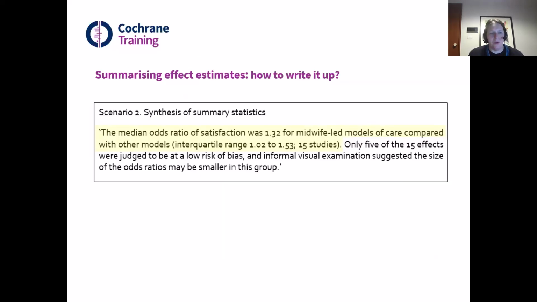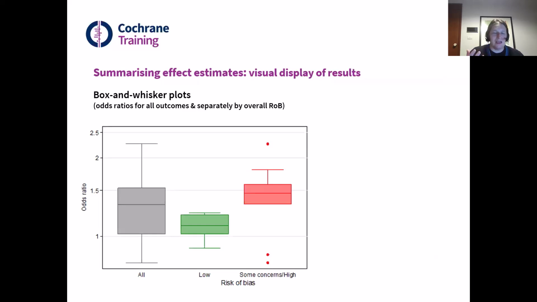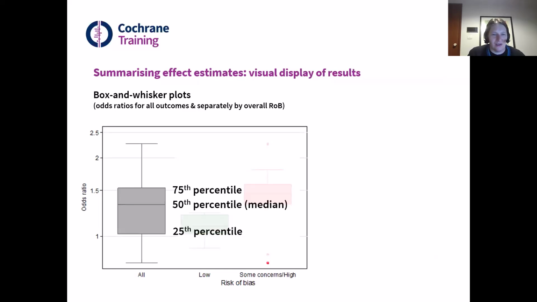How this might be written up, you might write something like: the median odds ratio of satisfaction was 1.32 for midwife-led models of care compared with other models, and the interquartile range of those effect estimates ranged from 1.02 to 1.53, calculated from 15 studies. Now, the accompanying visual presentation when you're using descriptive statistics is naturally the box and whisker plot here. There are 5 key data points presented on a box and whisker plot.